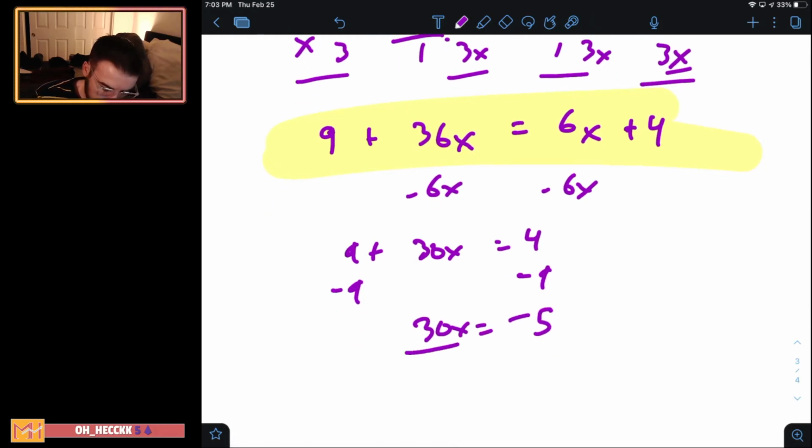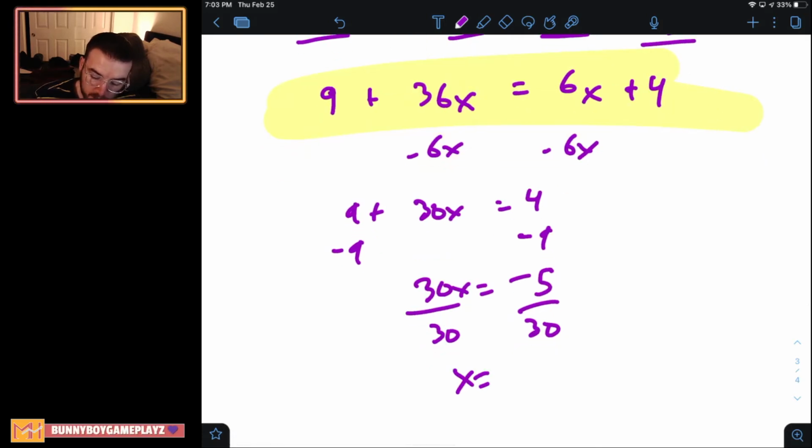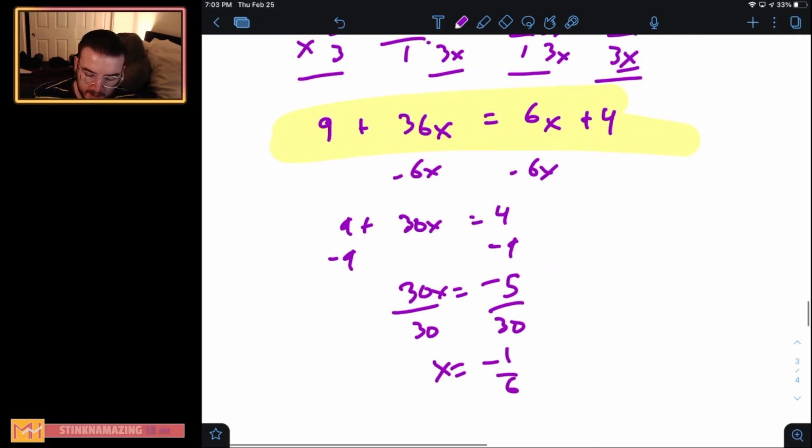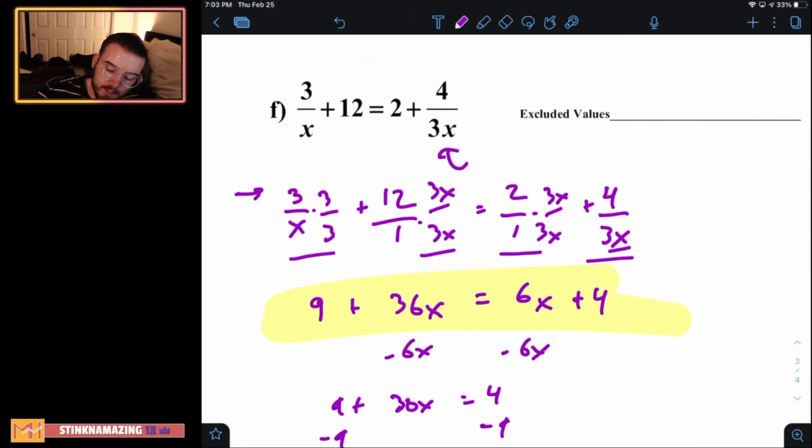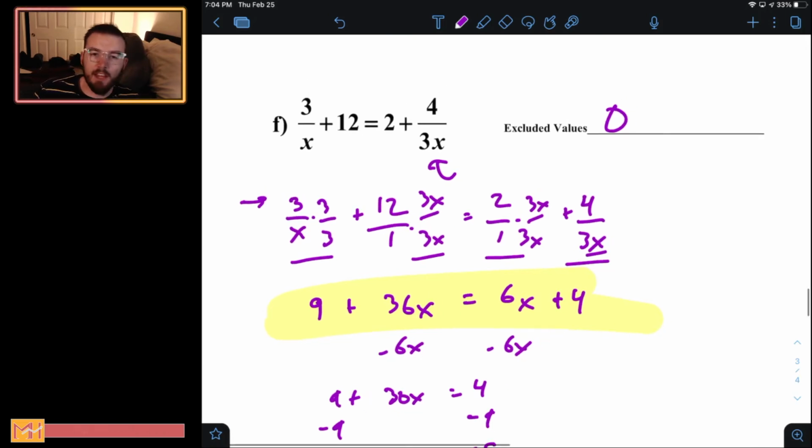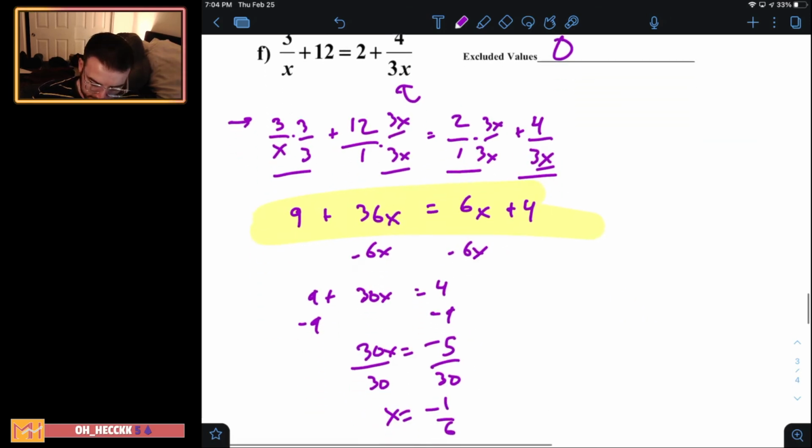And in the end, when we divide by 30, we end up with a fraction, which hopefully didn't alarm you too much, -1/6. And the only excluded value is 0. No concerns there, right? Again, 3 times 0 gives you 0. Can't divide by 0, so it's excluded.